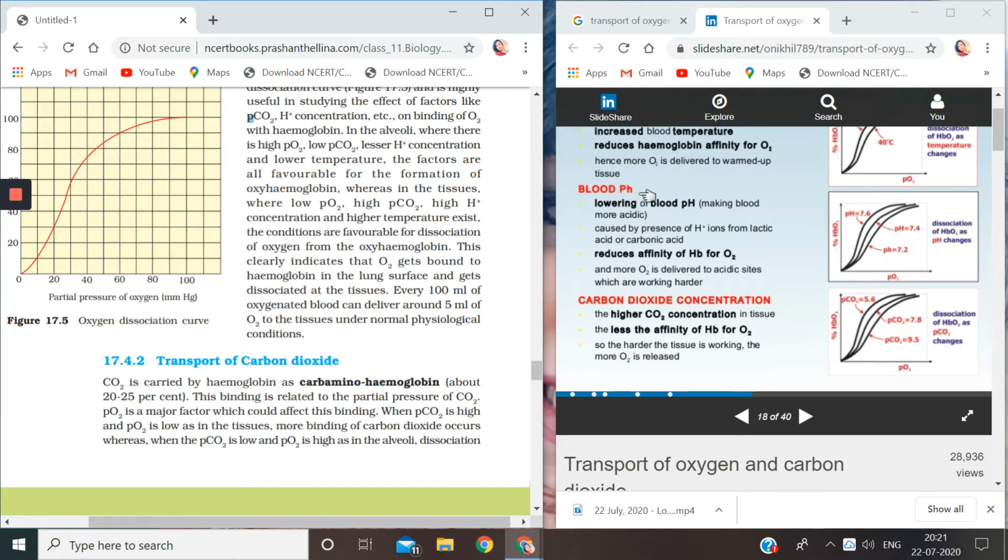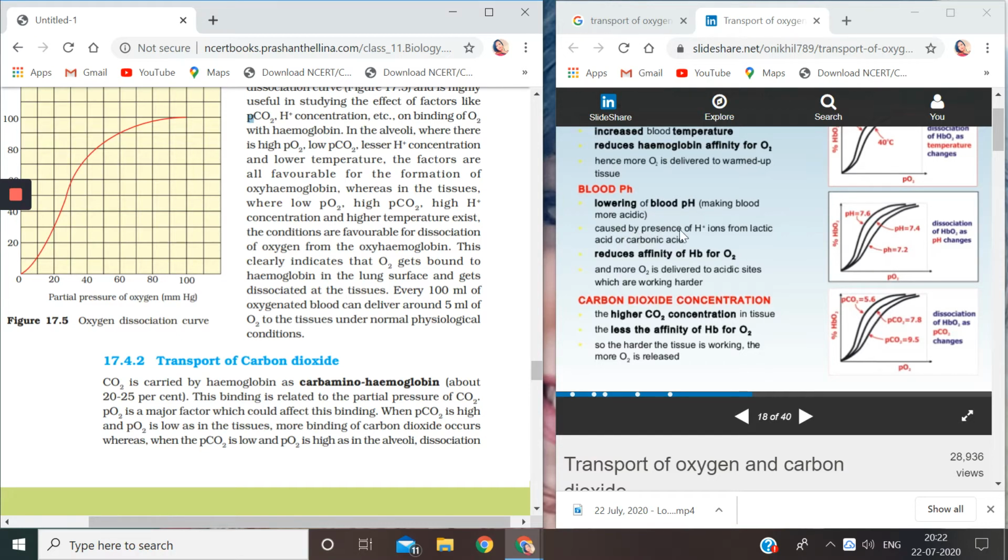Then comes the blood pH. Here we are talking about blood pH because we are actually discussing hydrogen ion concentration. Lowering of blood pH means making the blood more acidic. On a pH scale from 0 to 7, values are acidic, 7 is neutral, and after 7 till 14 it is alkaline. So if the pH value is less, it is more acidic. The lower the pH, the more acidic is the environment.